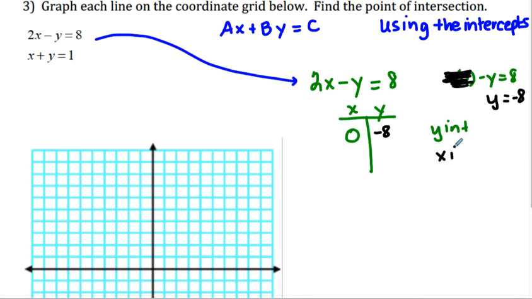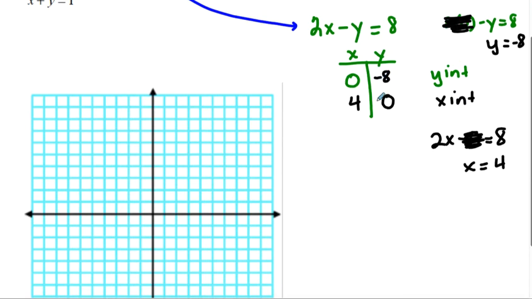All right, that's the y-intercept. The x-intercept is where the y value is 0. So I substitute 0 in for y. If I do that, this part goes away. So I have 2x equals 8, so x equals 4. That's all I need to graph a line. I need 2 points. So I have the point 4 comma 0, which is 1, 2, 3, 4, 0. There's the x-intercept, and 0, negative 8.